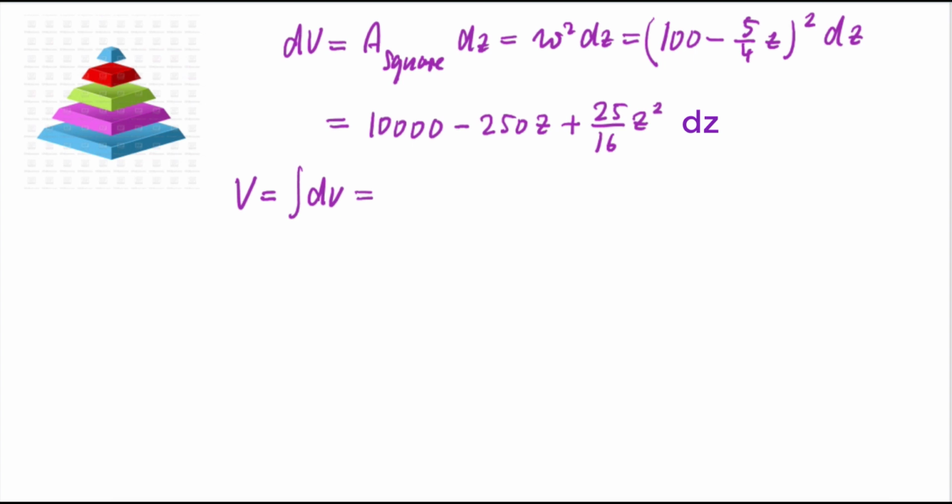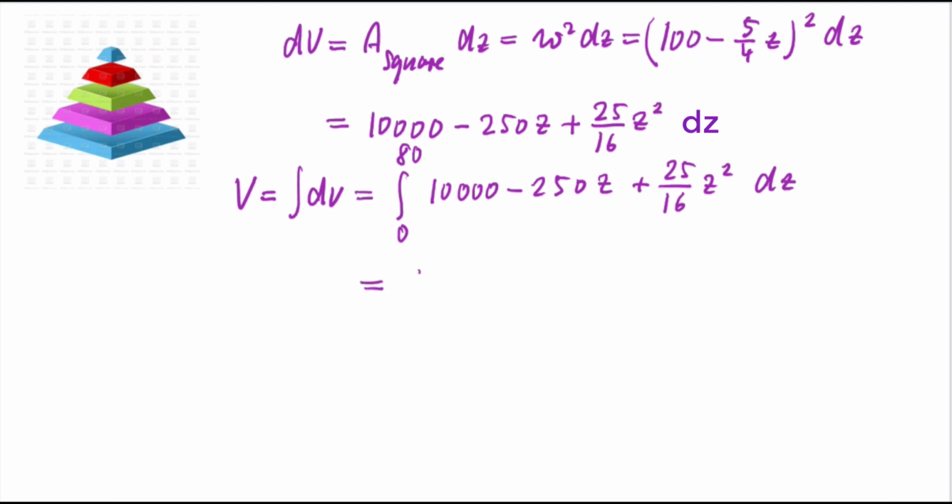The total volume then is the integral over dV, and I can just sub in the numbers. So it is the integral. Now we integrate over z, over the height. This goes from 0 to 80. And then this 10,000 minus 250z plus 25 divided by 16 z squared dz. Okay, and again, it's a polynomial integration, which shouldn't be very hard to do. So let me just quickly do that.